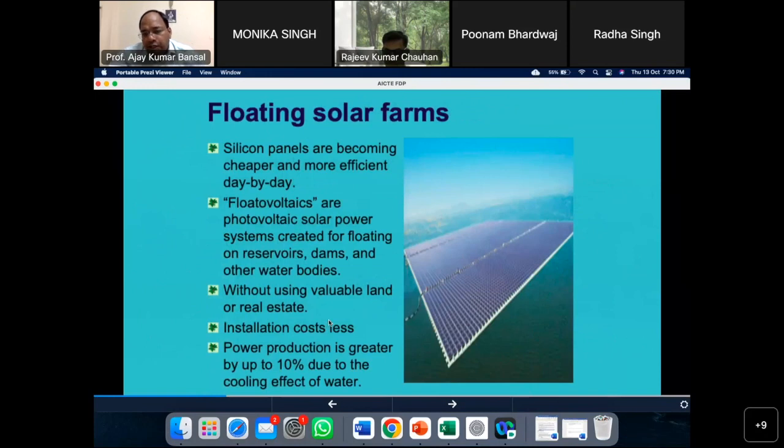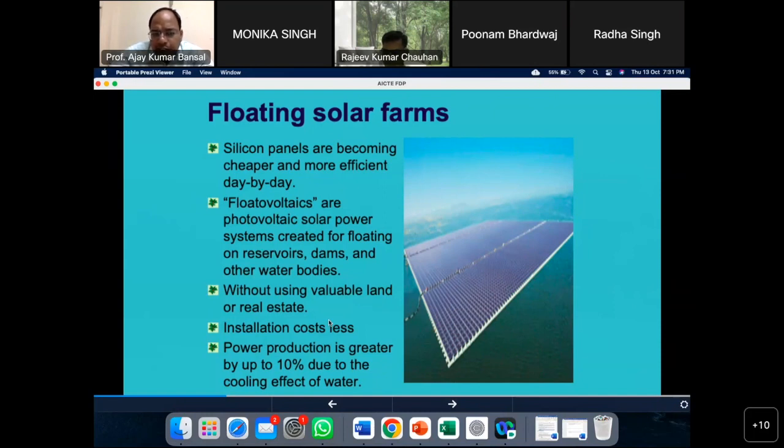Now, because solar cells require horizontal area for construction, researchers are working to use them as floating solar farms which will be installed in rivers or lakes, and they will produce electricity. It does not require any land, and they can also be used for saving the water evaporation which takes place due to the heat energy of the sun. So silicon panels are becoming cheaper and more efficient day by day.